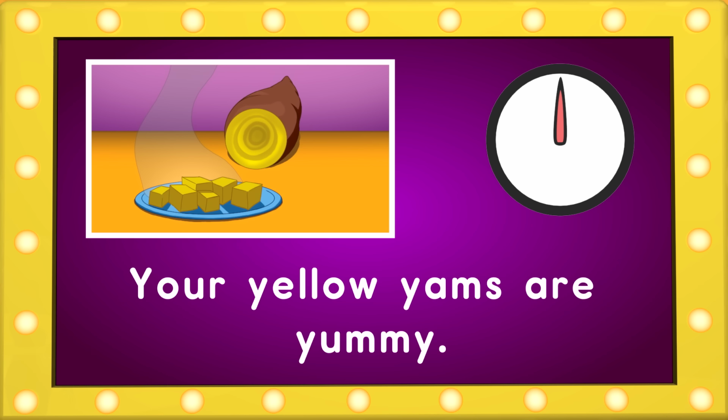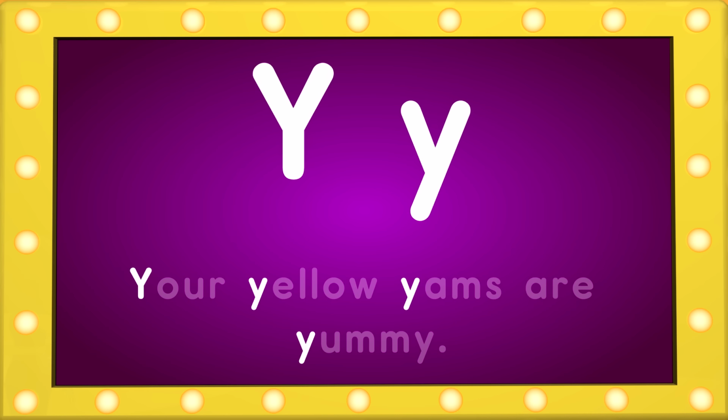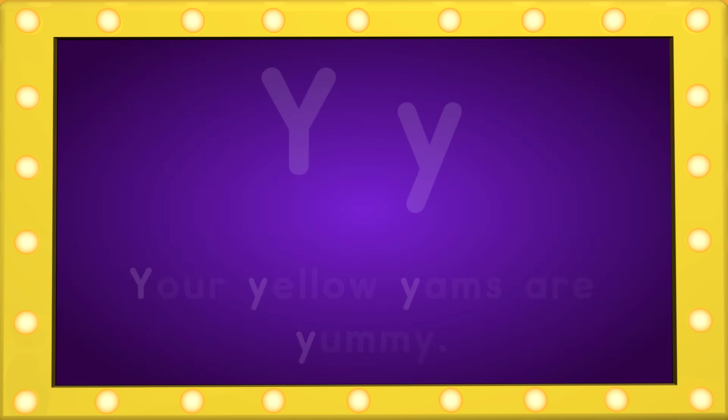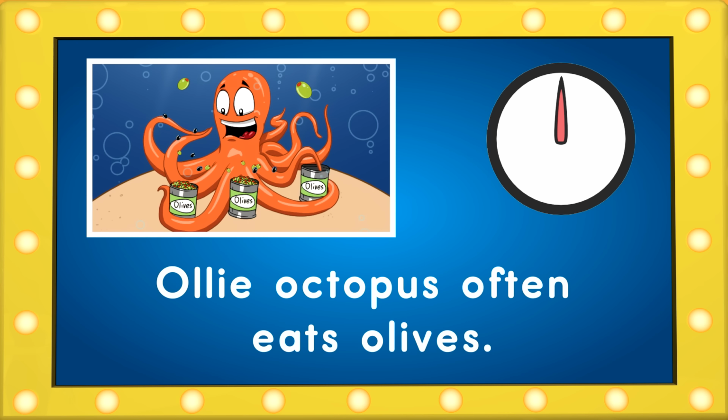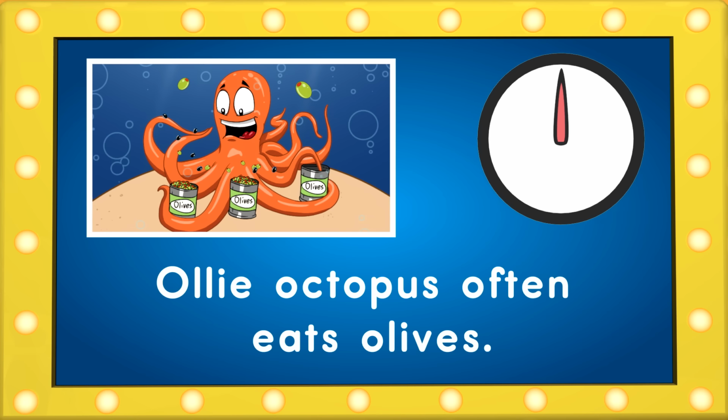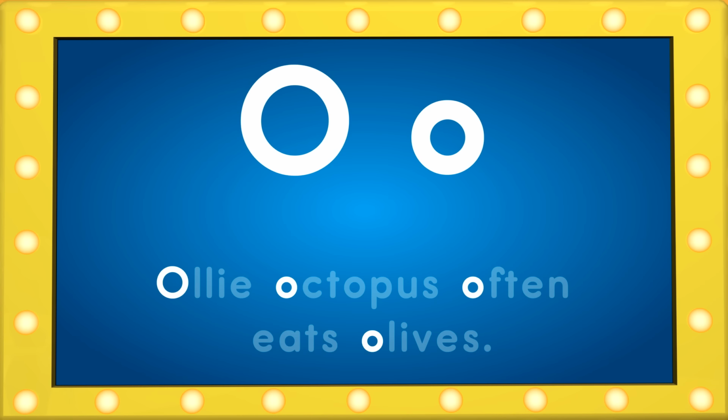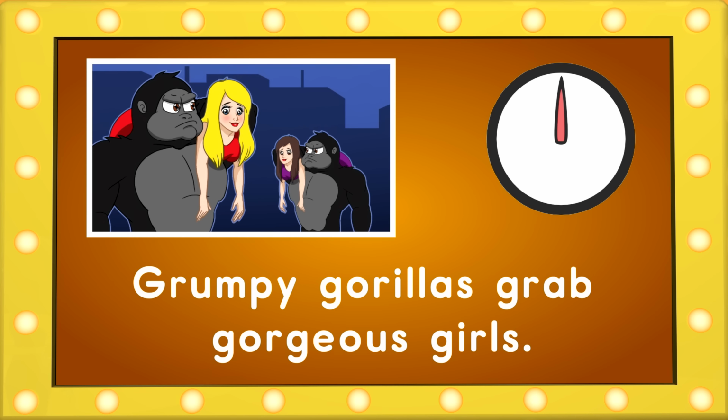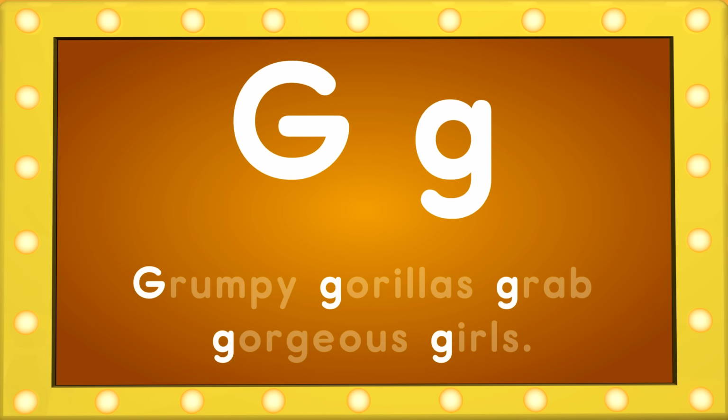Your yellow yams are yummy. The answer is Y. Ollie Octopus often eats olives. The answer is O. Grumpy gorillas grab gorgeous girls. The answer is G.